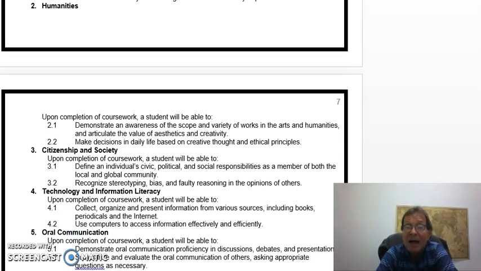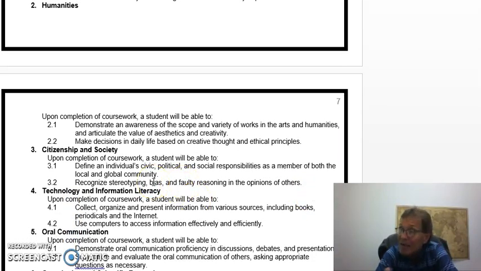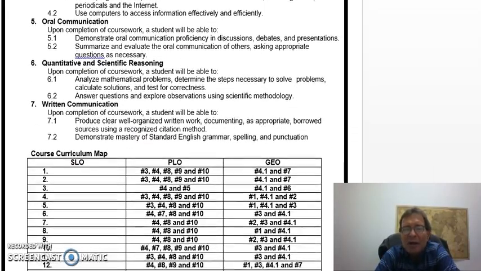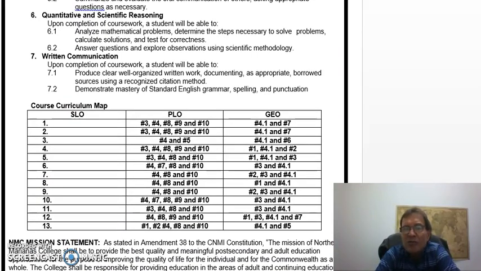You're going to be able to recognize the faulty reasoning and the biases that have gone on in the course of American history. And hopefully that will help you then to develop your ideologies and where you fit in the local and global community. Obviously, you're using technology in an online course. There's not a lot of oral communication that is used in PS 110, and we're not really doing quantitative. We do some minor writing in this course, and here again, across the board, what we're trying to do in this course across all of these different outcomes.